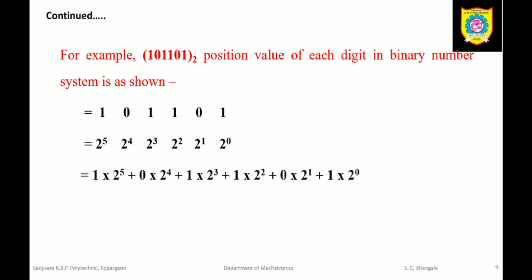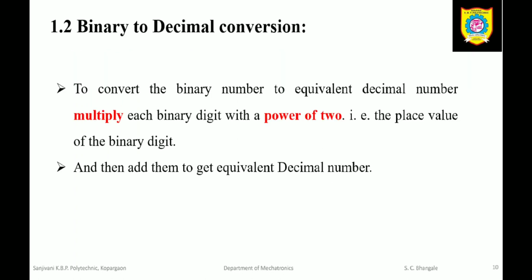If we add these, how can we calculate? 1 into 2 raised to 5 plus 0 into 2 raised to 4 plus 1 into 2 raised to 3 plus 1 into 2 raised to 2 plus 0 into 2 raised to 1 plus 1 into 2 raised to 0. If we calculate the value, we will get the positional weight system's value. So this is the method to calculate the positional weight value of the binary system.